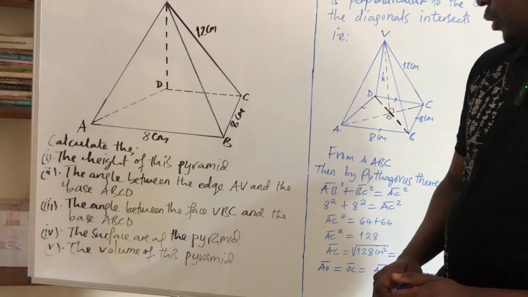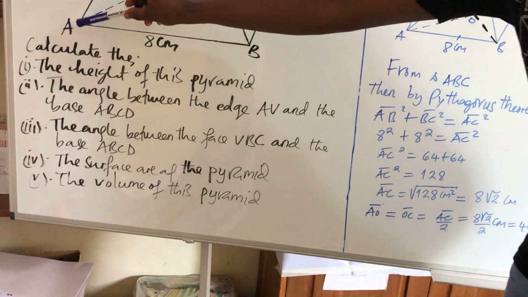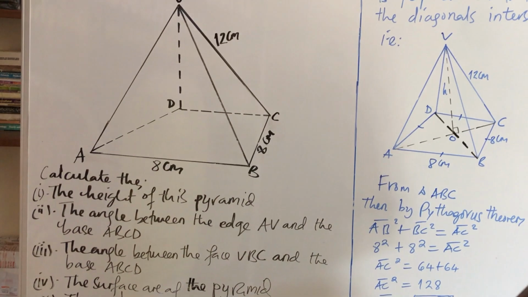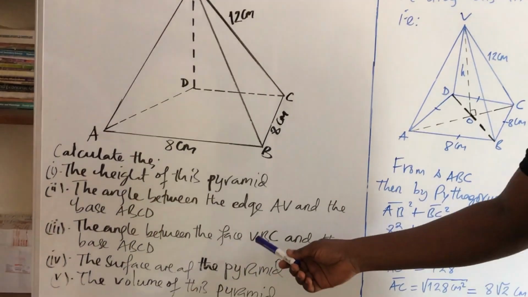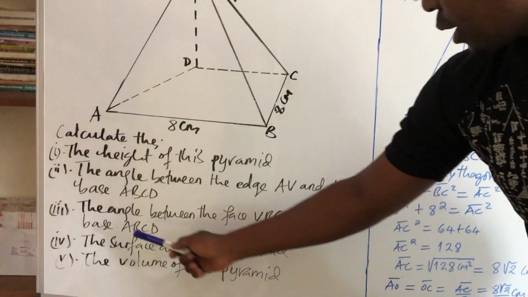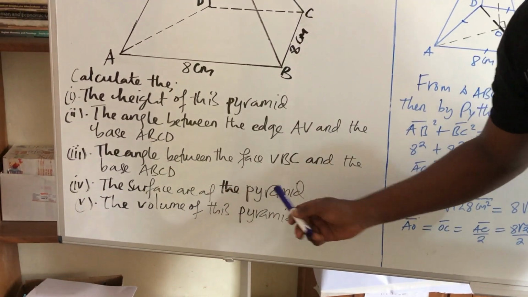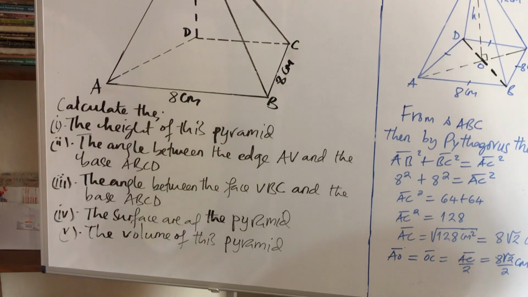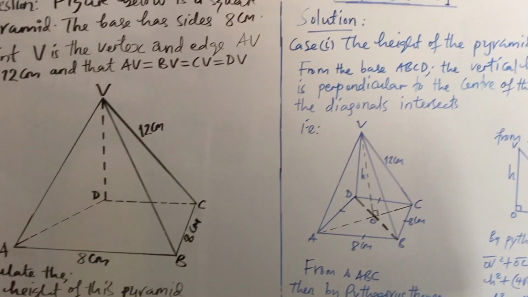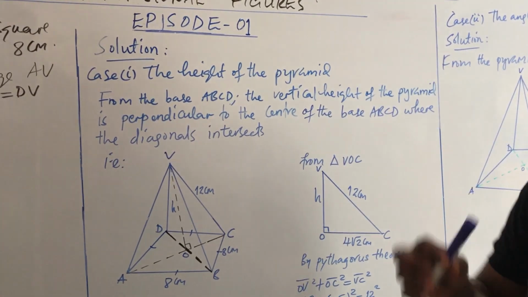The height of this pyramid; the angle between the face HAV and the base ABCD; the angle between the face VBC, as you can see, and the base ABCD; also, case 4, the surface area of the pyramid; and lastly, the volume of this pyramid. Starting with case 1, we are required to calculate the height of the pyramid.